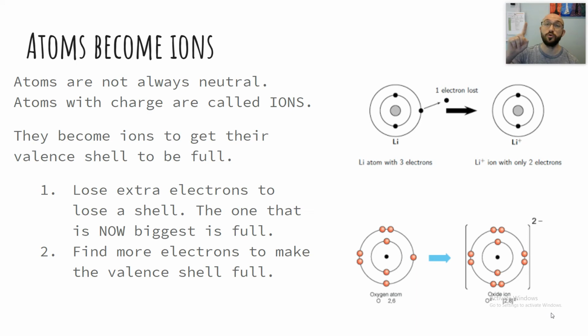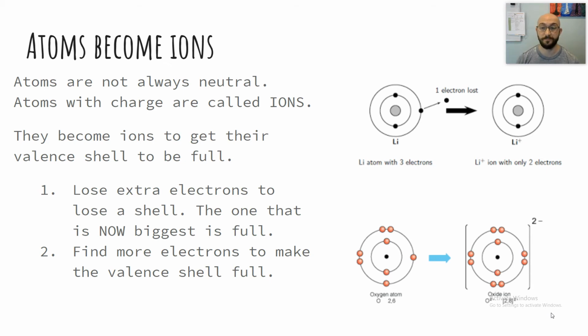It's going to lose that 1 valence electron, which means now the valence shell is the first orbital because it's now the biggest one with electrons in it. And that one is already filled. So by losing those extra electrons on the outside, lithium got to stable. It got to happy. It got to a full valence shell.